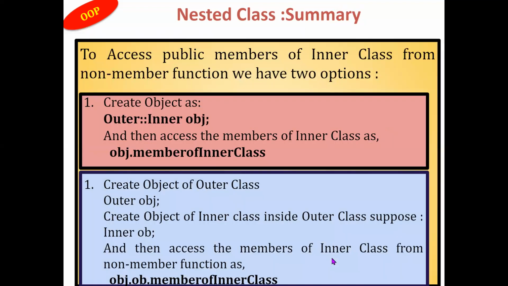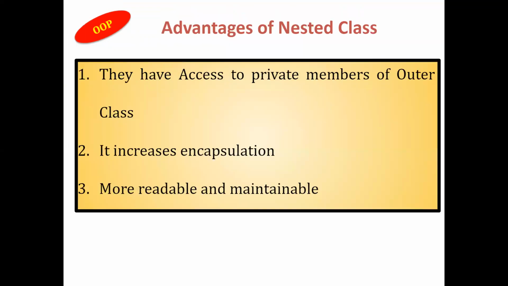So to access the public members of inner class from a non-member function, we have two options. Either use the outer scope resolution operator, inner class object, and then object dot member of inner class, or first create the object of outer class, then create the object of inner class inside the outer class like inner obj, and access the member of inner class from the non-member function as outer class object dot inner class object dot member of inner class. So these are the two ways.